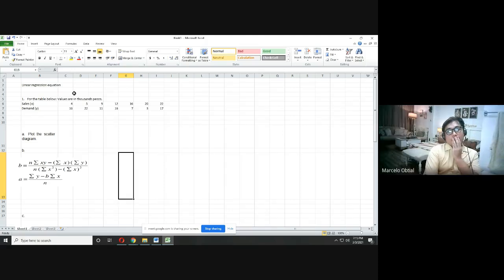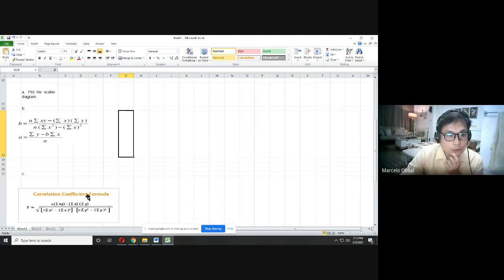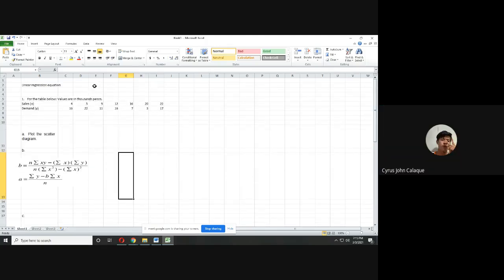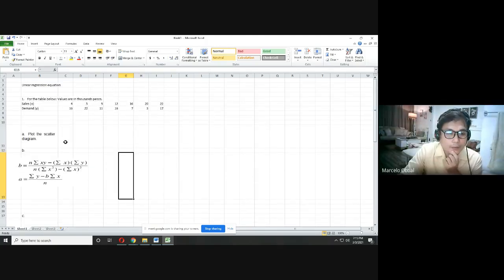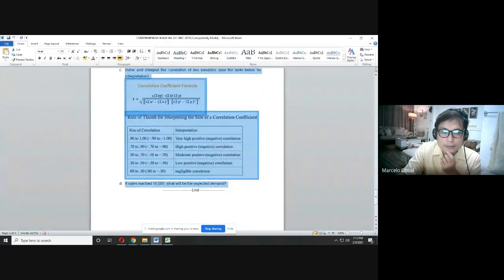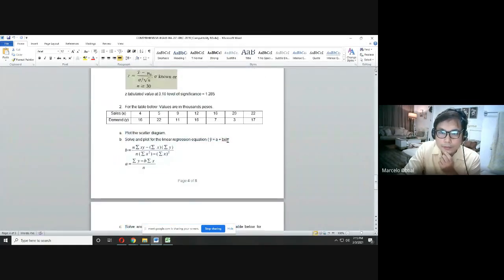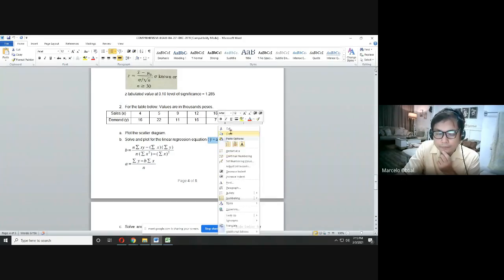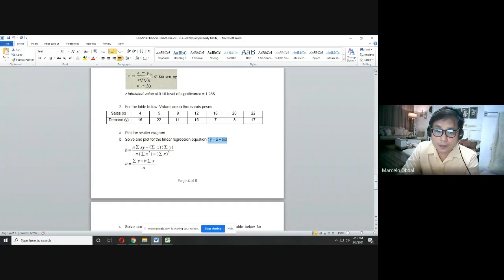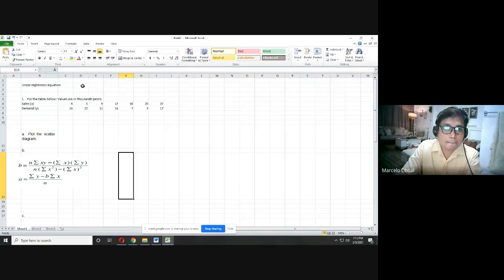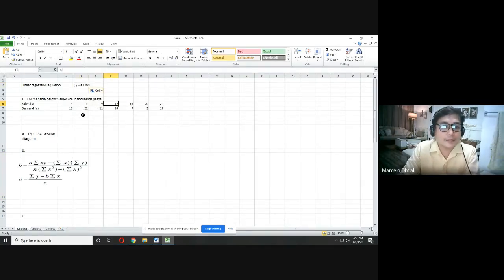Linear regression equation, no? So it has a general formula of y hat, that is read as y hat. Y hat is equal to a plus bx. Others' books present a different way. Since I'm using the Walpole na libro, I'll be using y hat. Okay, y hat is equal to a plus bx. Where a, okay, merong formula, it's given here.